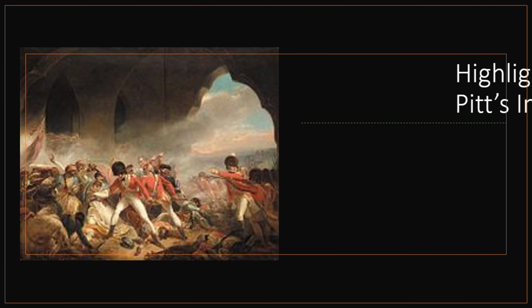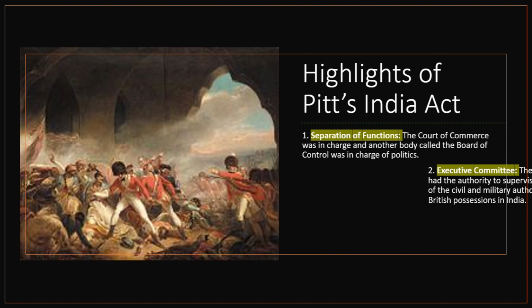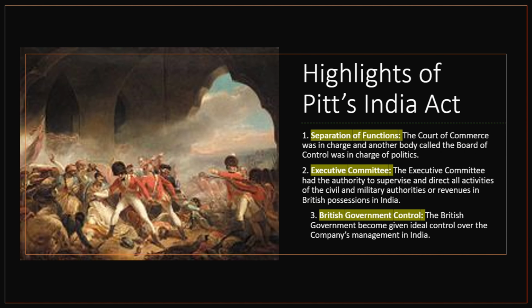Separation of functions. The Court of Directors was in charge of commerce and another body called the Board of Control was in charge of politics. Executive Committee. The Executive Committee had the authority to supervise and direct all activities of the civil and military authorities or revenues in British possessions in India. British government control. The British government was given supreme control over the company's management in India.